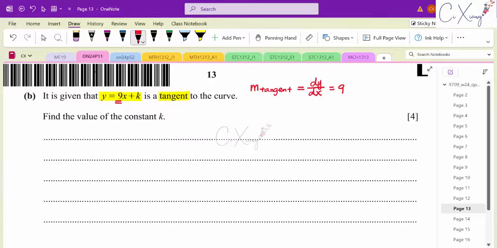Alright, so let's start. Since I know that dy dx equals 9, I want to use it to start this question. I already got my dy dx just now in part A, right? In part A, when I got my dy dx, the equation is something like this: negative 9x squared plus 12x plus 5. And I equate it to 9. Then I will try to simplify and solve.